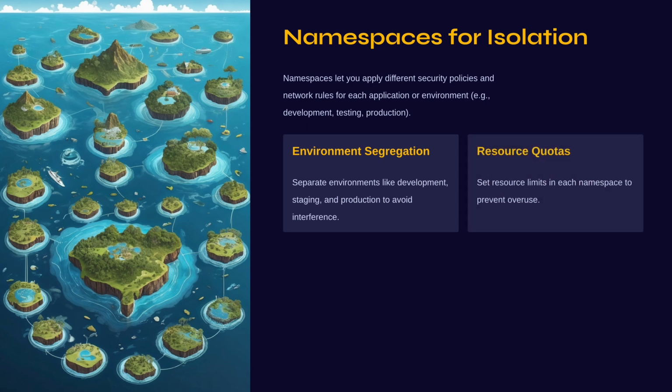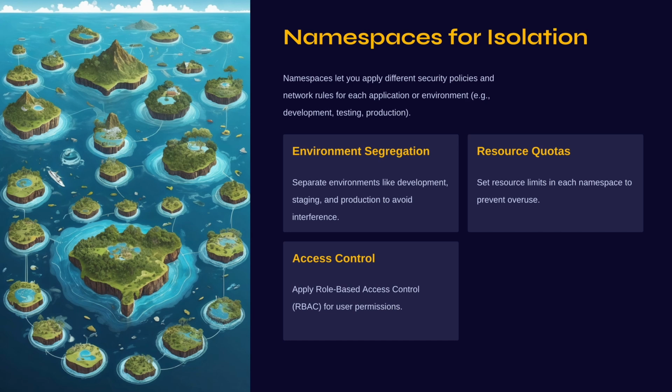Second, controlling resources. With namespaces, you can limit how much CPU or memory each part of your system uses. This stops one team or app from taking up too much power, leaving enough resources for everything to run smoothly.